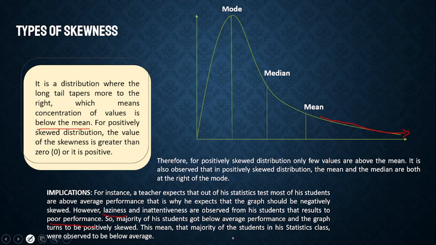So this means that the majority of the students in his statistics class were observed to be below average. So take note, if the average of the scores is low, it turns into positively skewed. Okay, nakuha, class?